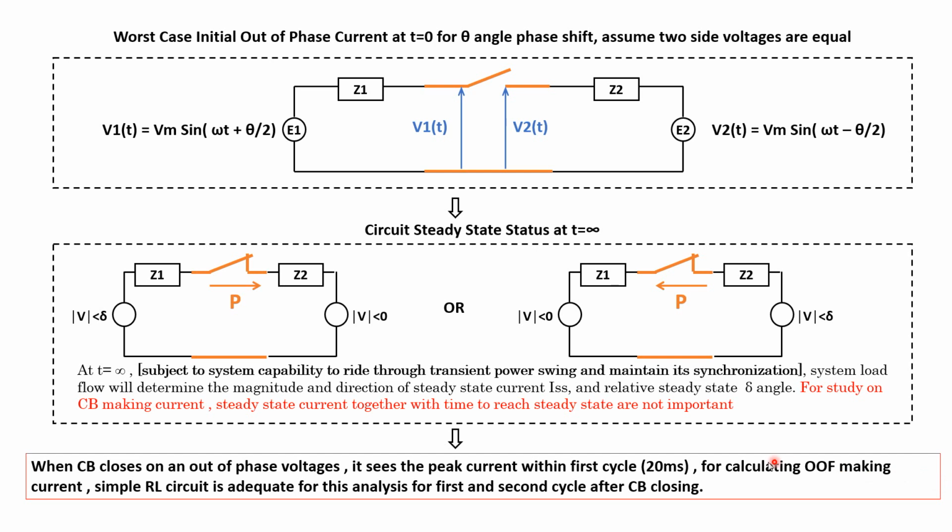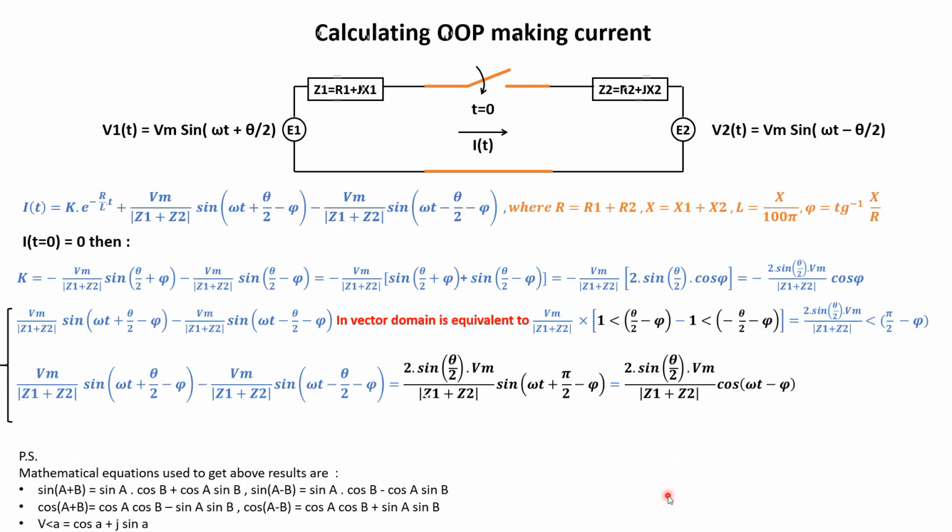For calculating out of phase, it should be OOP, making current. A simple RL circuit is adequate for this analysis for the first and second cycle after circuit breaker closing. The result of this discussion is that we only study out of phase making current, and this circuit is enough for us for the first cycles. We are assuming this is going to go to these steady state values, which is not correct, but is valid for those few cycles at the beginning.